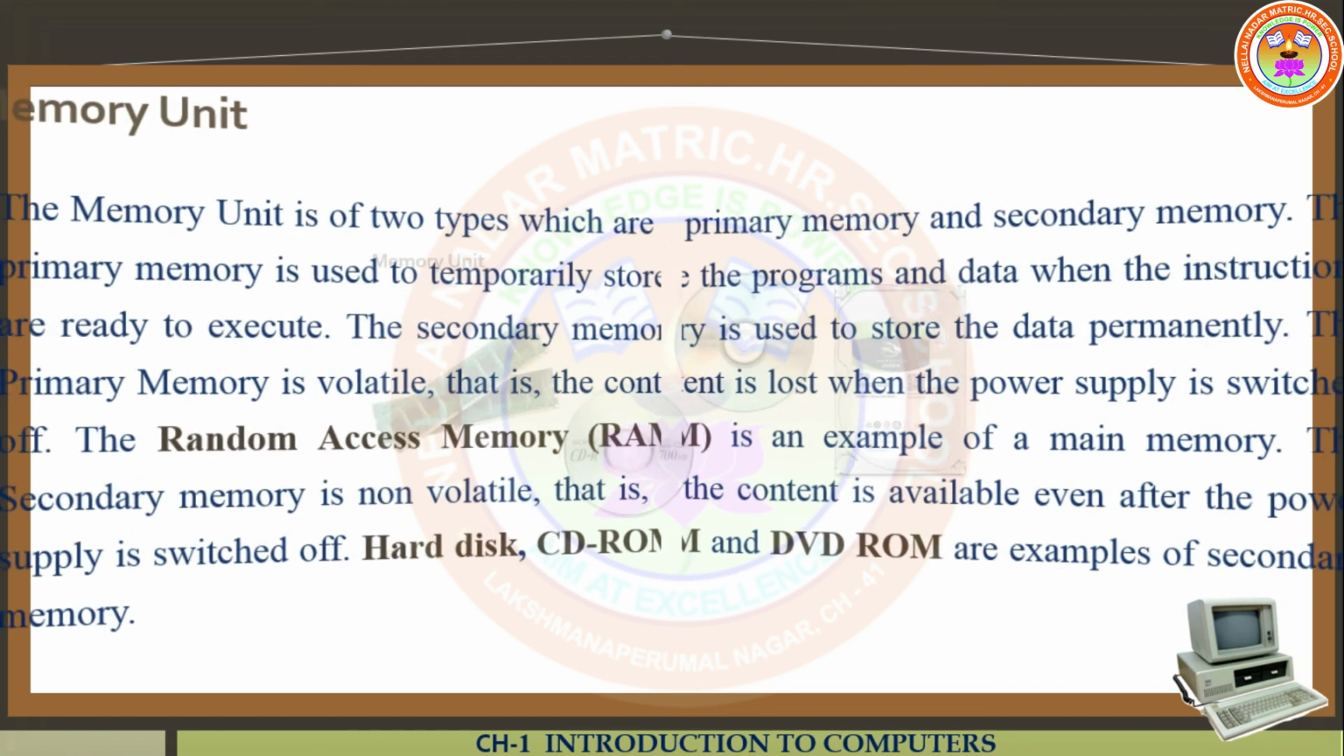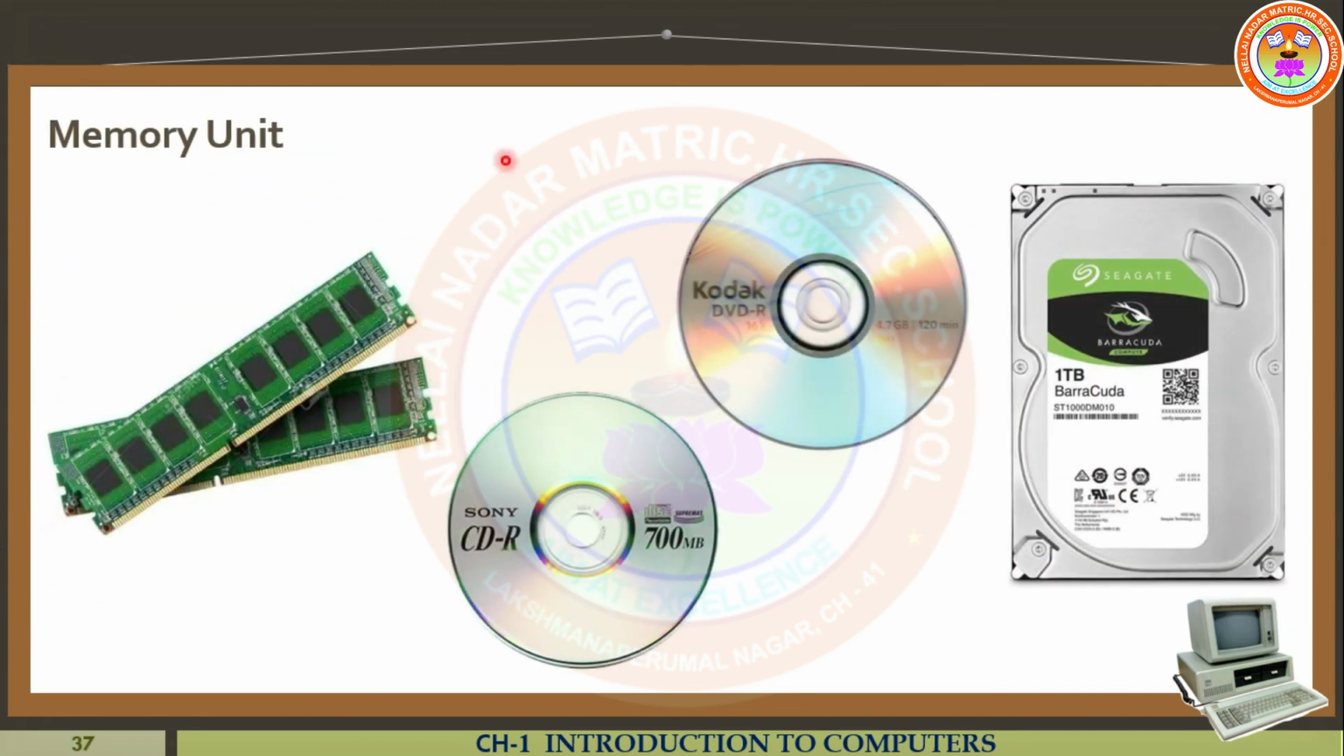The next topic is an example of the memory unit. This is RAM. This is a primary memory, right? These two are CD-ROM or DVD-ROM, and this is a hard disk. These disks and the hard disk are examples of secondary memory. Only this one is the example of primary memory. This is RAM, random access memory. Why? Because this is volatile and the others are non-volatile. Okay, right.